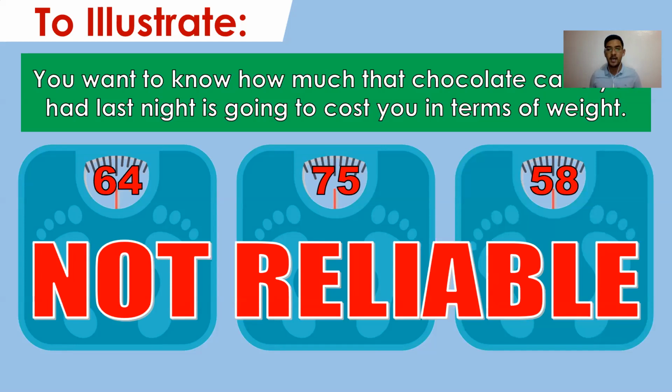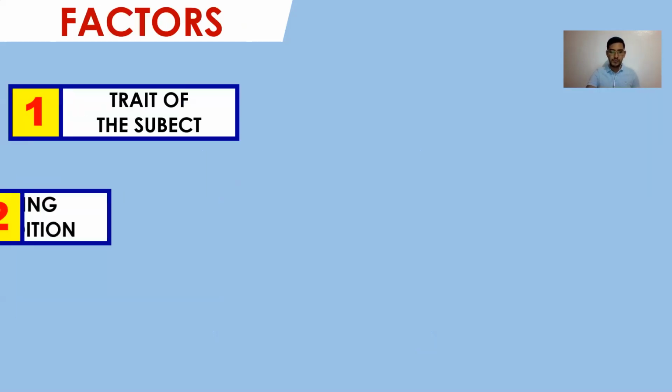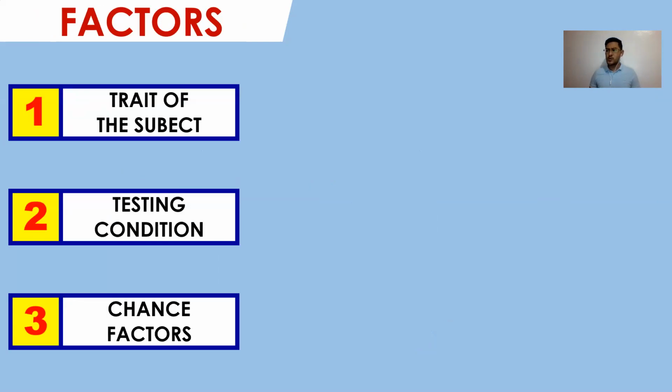Therefore, it is not reliable. Okay po? Now, there are factors that could make an instrument less reliable. Number one, trait of the subject. Okay po? Trait of the subject. The subject may be the one causing the inconsistent result. Oo, yung subject mo, yung nagkukause ng inconsistent result.